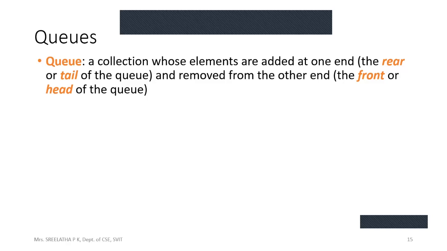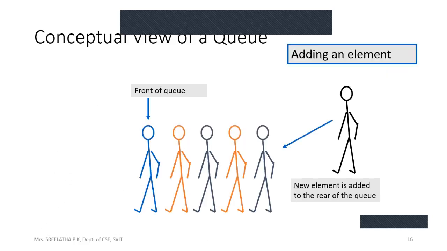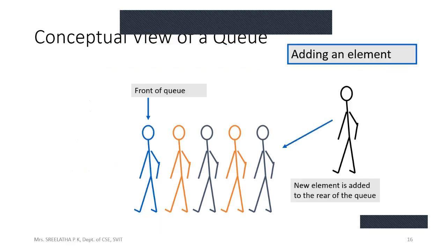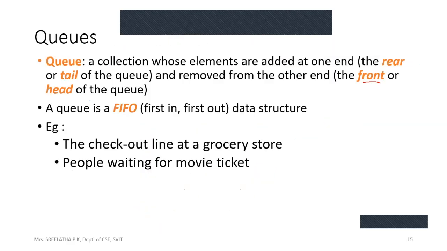The rear end and the front end. So the rear end is where the data is added, and the front end is where the data is removed. Here you can see the element is added to the queue. So this is the rear end, and the element is removed from the queue. So this is the front end. So it follows the system of first in, first out.